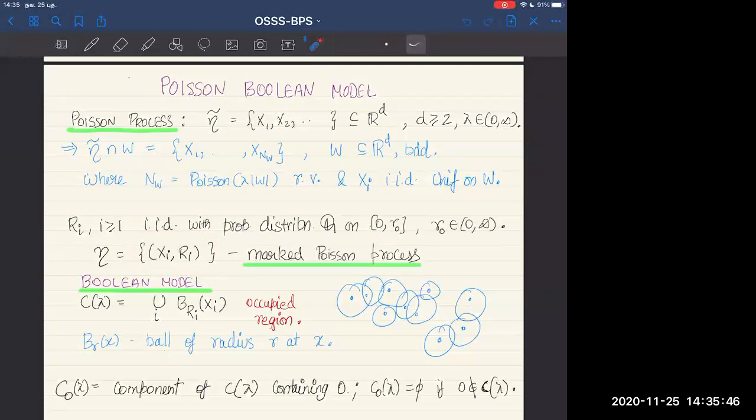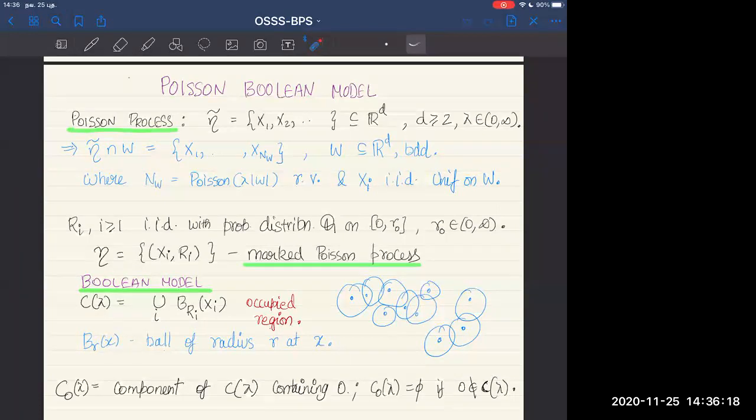It has each point as a mark. Now the Boolean model is simply: I take R_i to be the radii, put balls of radius R_i around each X_i, and take their union. I call this C(lambda, eta). Remember, I will use this notation many times. You can forget eta tilde, but eta and C(lambda) will keep coming often.